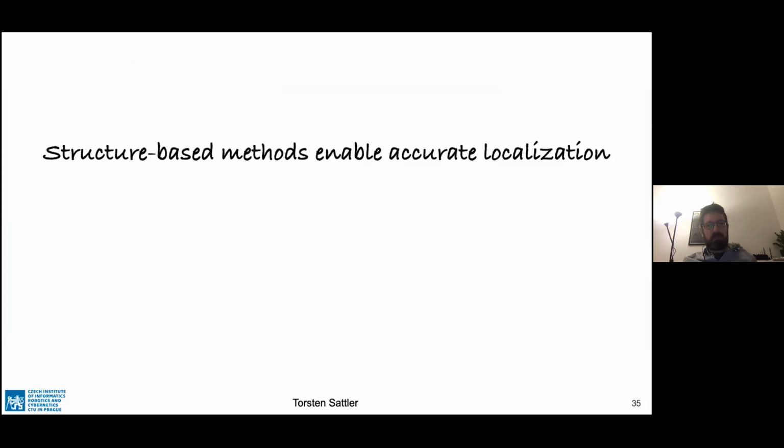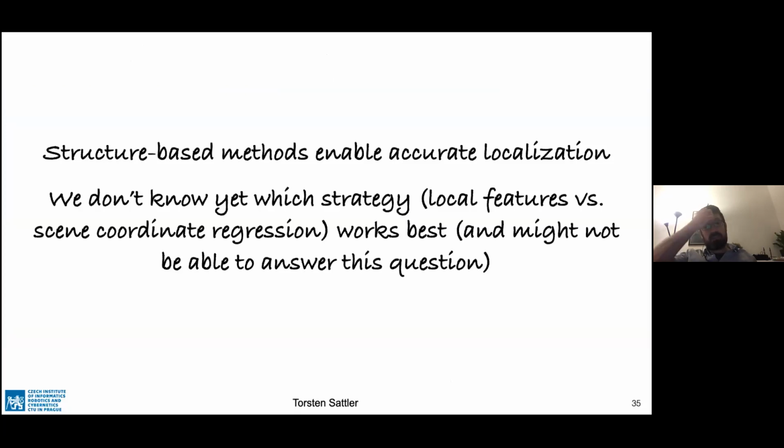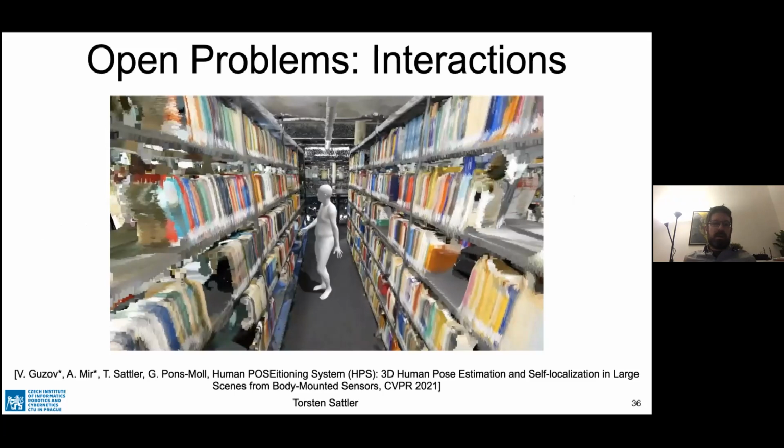Okay, so the takeaway from this part is that the structure-based methods enable accurate localizations, to get accurate camera poses, but we currently don't know which strategy works best. So using local features as in classical methods versus training CNNs to regress camera poses or scene coordinates. And as I mentioned before, we might not be able to actually objectively answer this, as it really depends on the pseudo ground truths used to generate the benchmarks. These were the main points that I wanted to make.